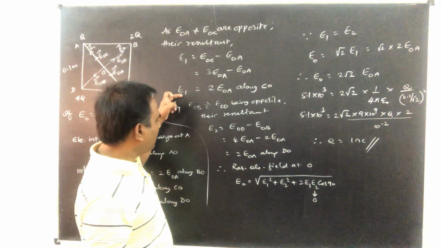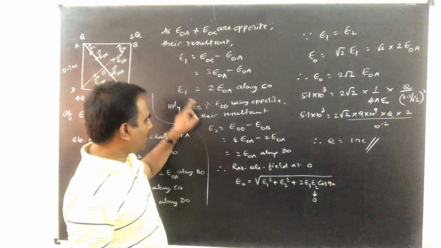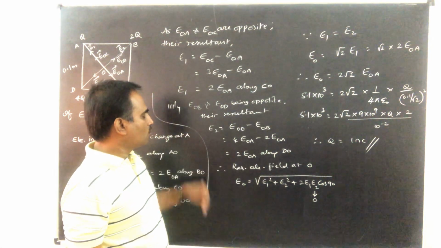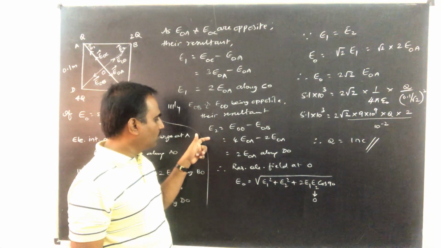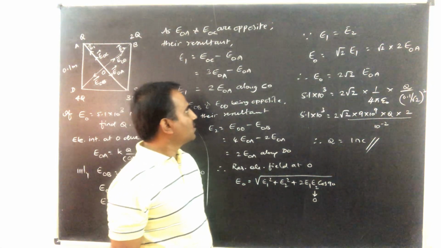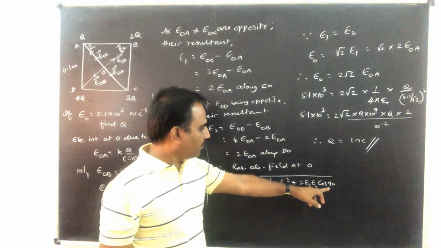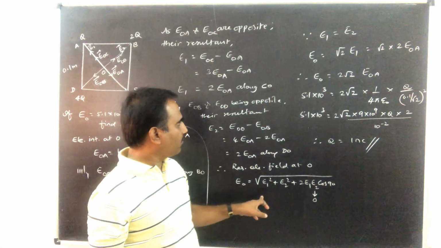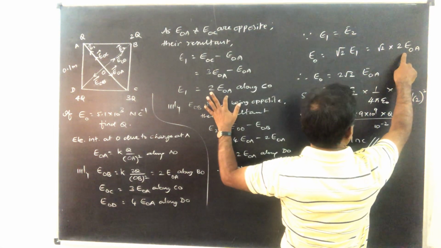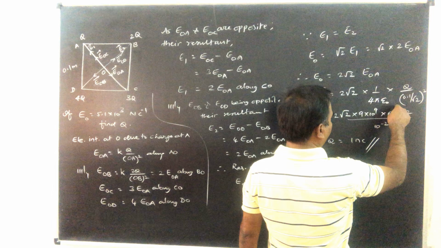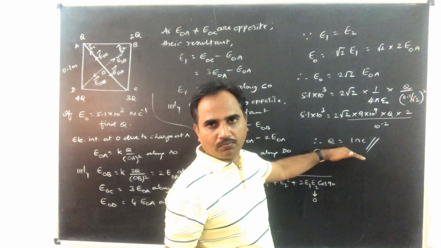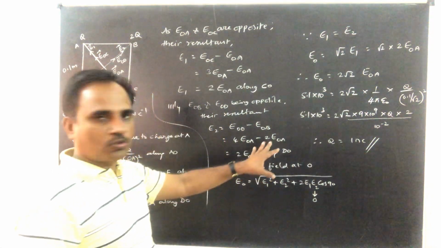So here the magnitudes of E1 and E2 are equal, but their directions are different. To find the resultant of E1 and E2, according to the parallelogram law, you will get this equation. Since E1 is equal to E2 and cos 90 being 0, this equation becomes root 2 times E1. So this E1 is 2 times EOA. Now you substitute for this EOA and you find the value of Q; it comes to be 1 nanocoulomb. So this is the answer which you are supposed to get.